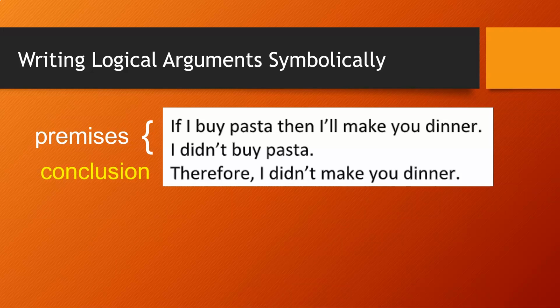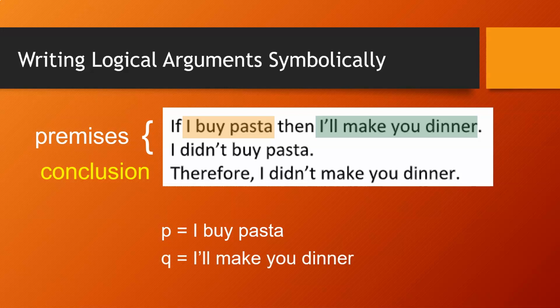In our first premise, we can see a simple statement, I buy pasta, and we'll assign that the letter P. We can also see a simple statement, I'll make you dinner. We'll call that Q. Now, when we look at the other premise, we can see I didn't buy pasta is just a negation of P, and in the conclusion, I didn't make you dinner is just a negation of Q. So we don't need any more variables to define our simple statements.